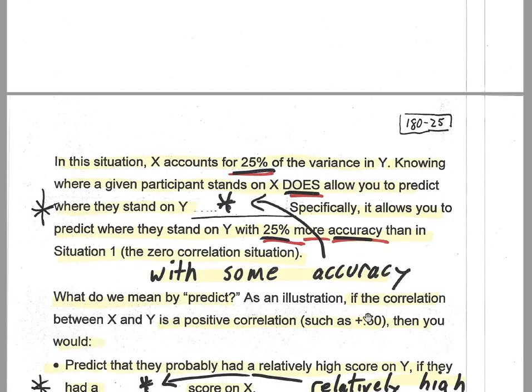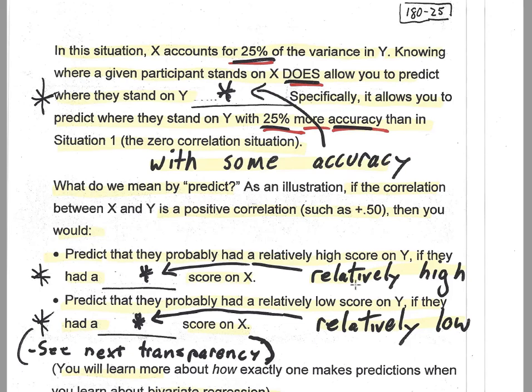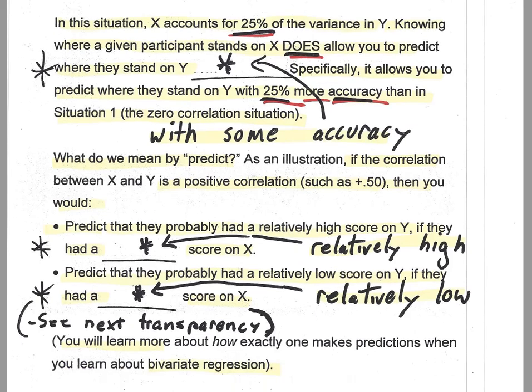What do you mean by predict? You keep using that term. Let's put this in black and white. I'm still on page 25. What do you mean by predict? As an illustration, if the correlation between X and Y is positive, like positive 0.50, then you'd predict somebody probably had a relatively high score on Y if they had a relatively high score on X. You'd predict they probably had a relatively low score on Y if they had a relatively low score on X.